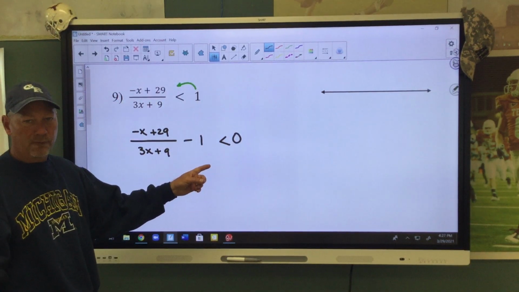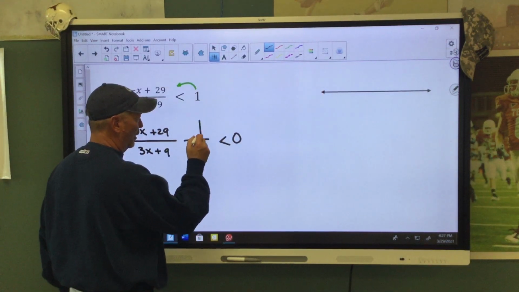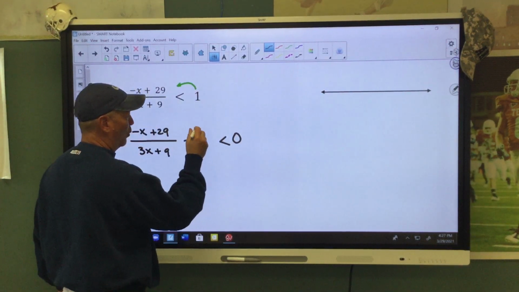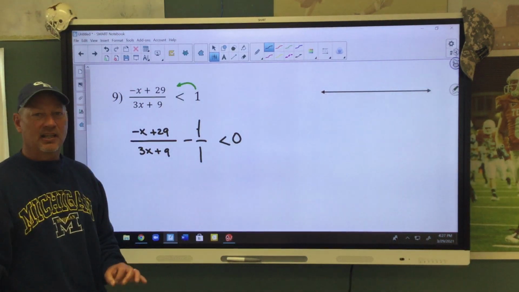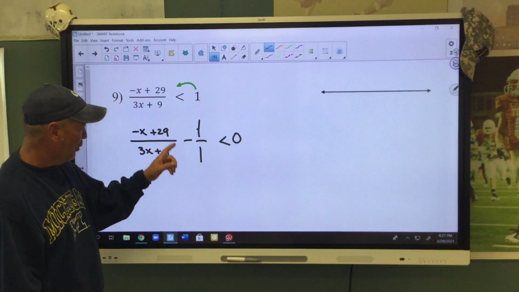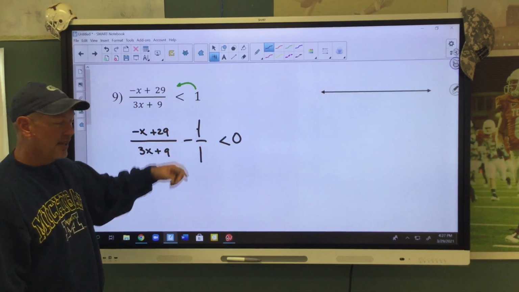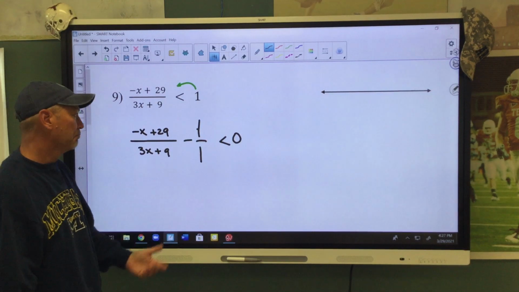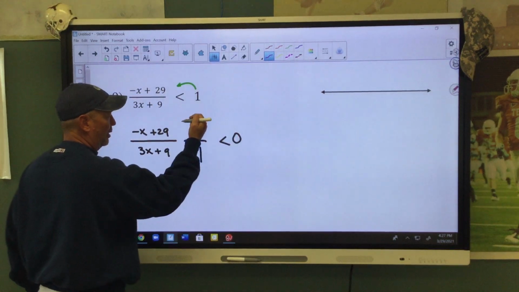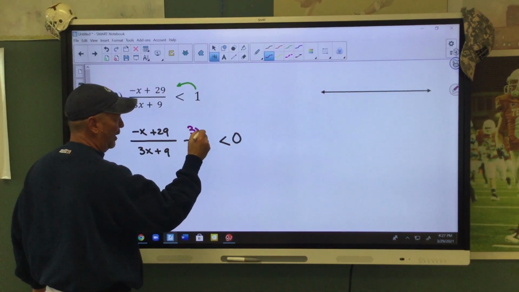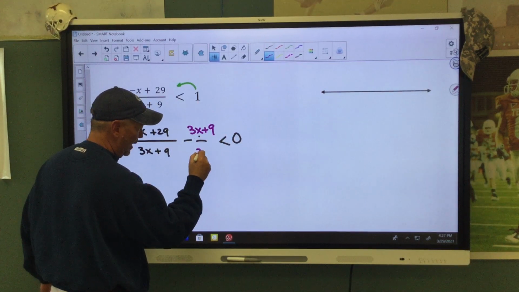I'm going to turn this into a fraction, okay? This is going to be 1 over 1. Let's just do it this way. 1 over 1. I need to get a common denominator. So I have to multiply the bottom times 3x plus 9 and the top times 3x plus 9. So this will turn into 3x plus 9. This will turn into 3x plus 9.